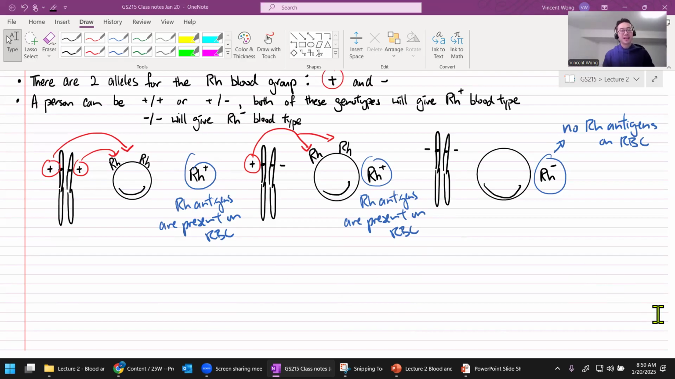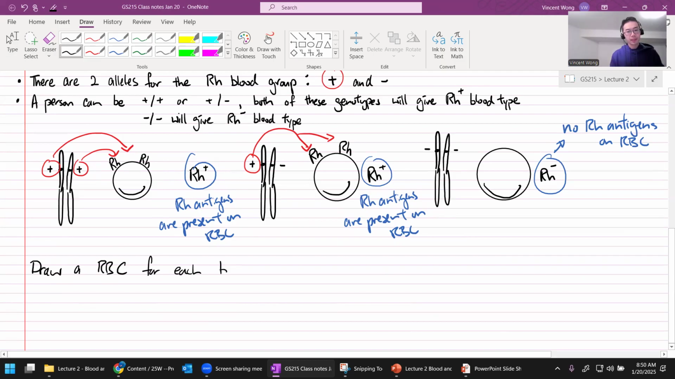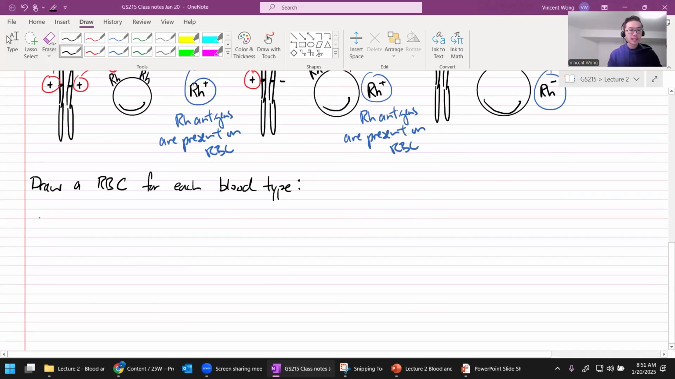Okay, let's practice drawing some of these things. Draw RBC for each blood type. Maybe after you draw it out, it will make more sense. Let's say we want to draw someone who's A positive. I'll do this one with you. A positive. There is your red cell.